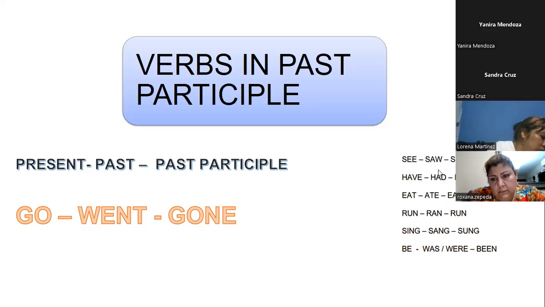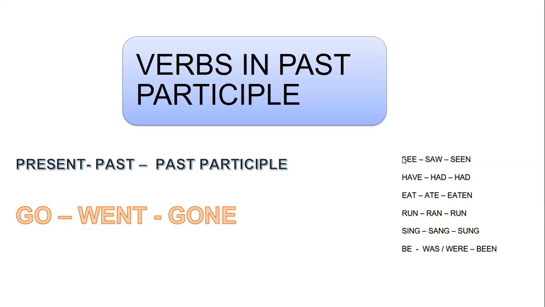Now we also have this verb, eat. Eat means comer, right? In past, ate. And in past participle, eaten. Now we have the verb run. In past, ran. In past participle, run as well. And now the verb sing. Sing, cantar, sang, cantó, right? And now we have sung, cantado.